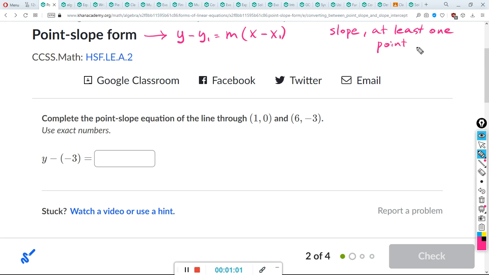Okay, and that point is considered x1 comma y1. So the point that you plug in, the x coordinate goes there and the y coordinate goes there. So you plug in one point, and of course m is your slope, just like in the y equals mx plus b equation. M is slope.